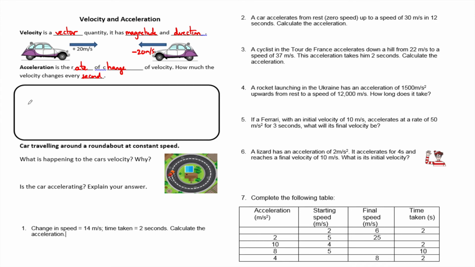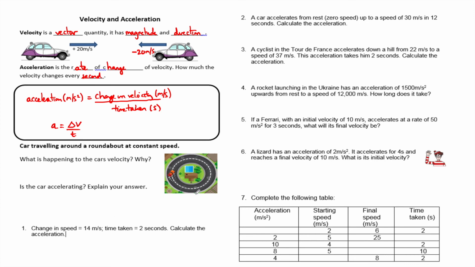So acceleration, which is measured in metres per second squared, is equal to the change in velocity in metres per second divided by the time taken in seconds. We can write this as a equals delta v over t, where the delta sign means change in.